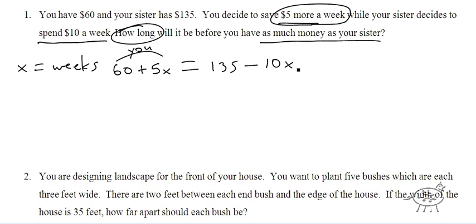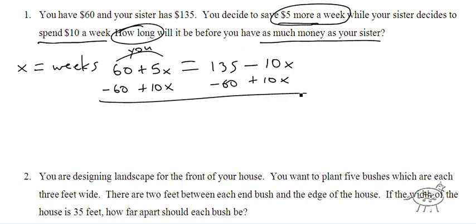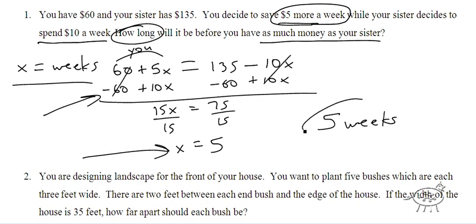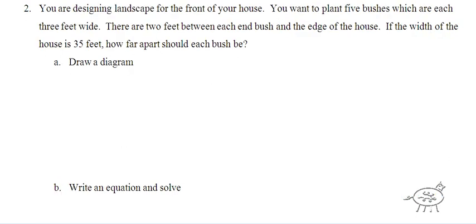So we're going to do a little work here. I'm going to add 10x to both sides, and subtract 60 from both sides. That cancels those out, and that cancels that out, and I get 15x is equal to 75. Divide by 15, x is equal to 5. So there you go. You get a point for setting it up correctly, a point for solving it, and of course our final answer is 5 weeks. That's how long it'll take. Not bad.